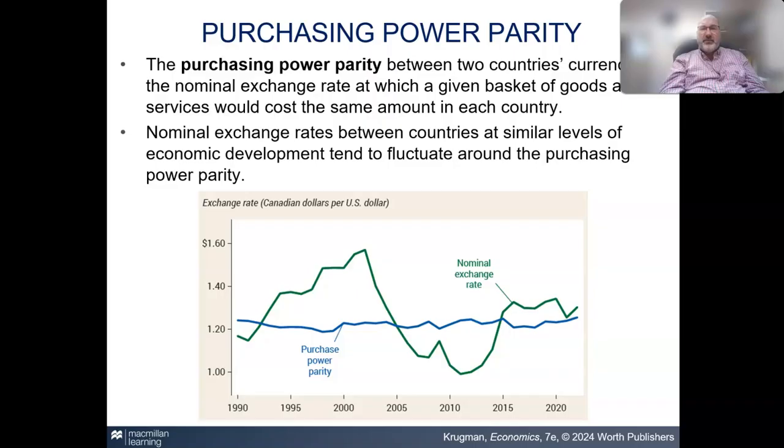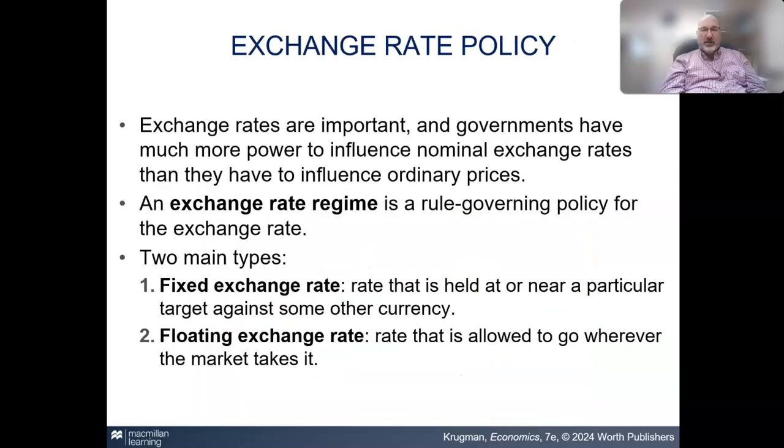Purchasing power parity between two countries' currencies is the nominal exchange rate at which a given basket of goods and services would cost the same amount in each country. So the nominal exchange rate between countries at similar levels of economic development tends to fluctuate around purchasing power parity.